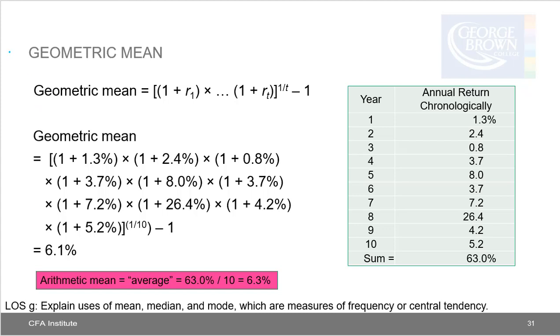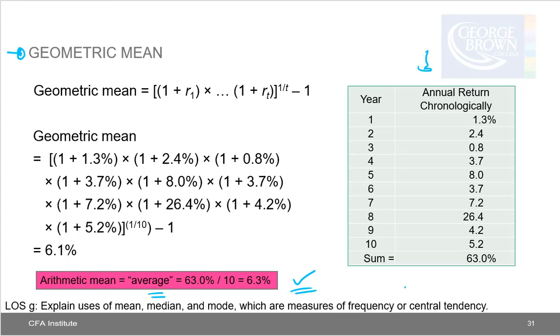So now we're moving on to exploring the geometric mean. First of all, we're going to use the same data that we've been looking at. We had this 10 years, and we had the annual return chronologically. So first thing that we did is we calculated the arithmetic mean, which is the average, which is the sum of the numbers divided by the count of the numbers. So 63% divided by 10 years gave us an average return of 6.3%.